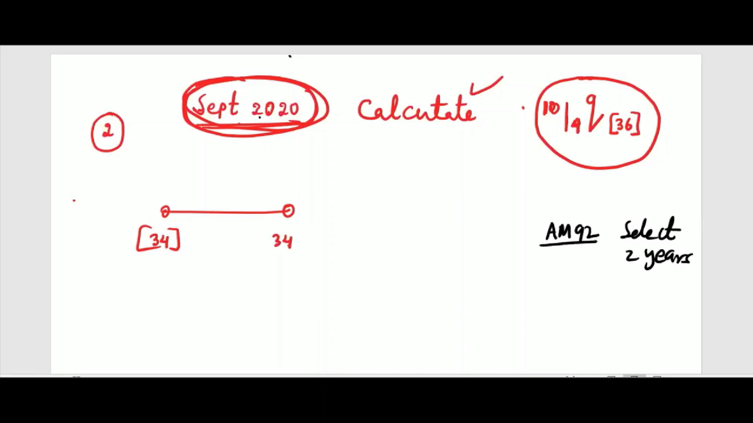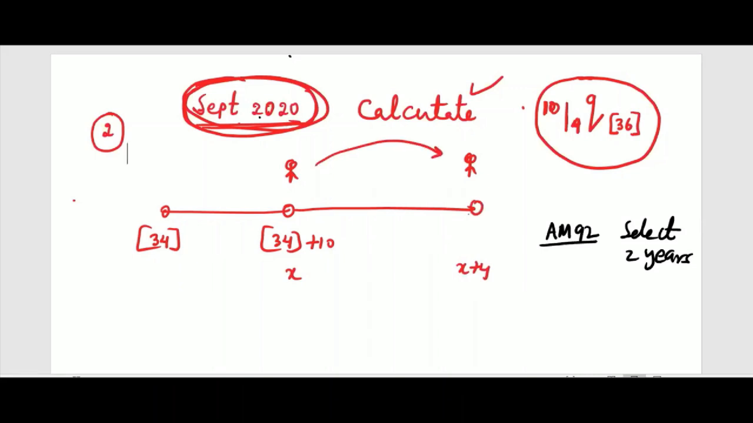So here the age will be 34 plus 10. And starting from here, what is the probability that this person will survive for another 4 years? So if this is x plus 4, this is what you are supposed to find. Now let me check which table you are supposed to see.